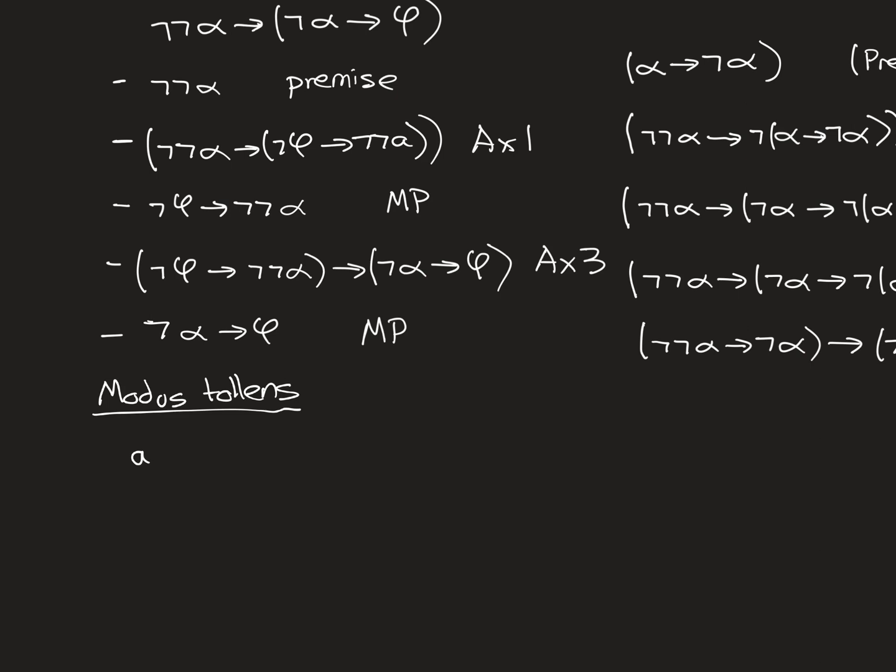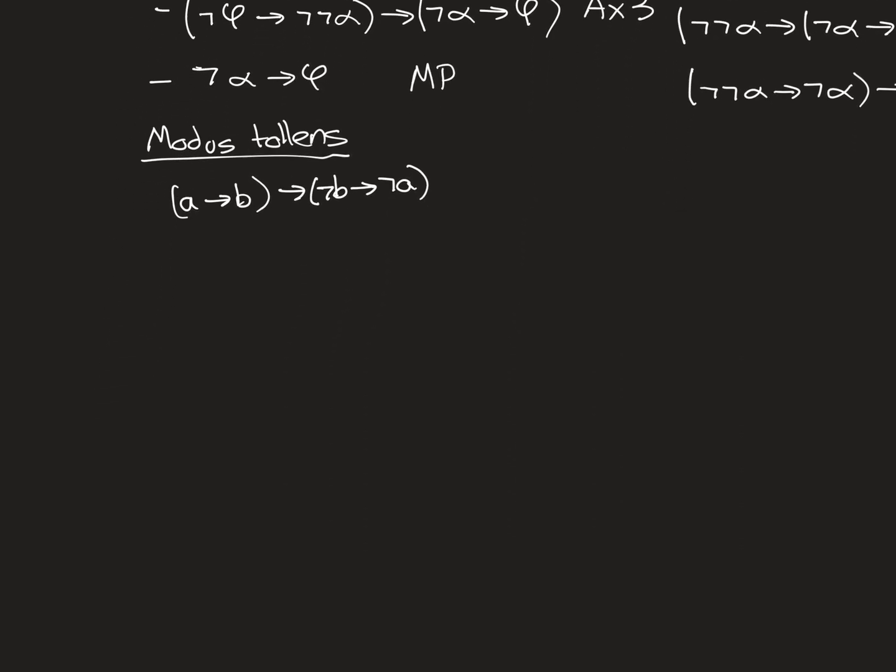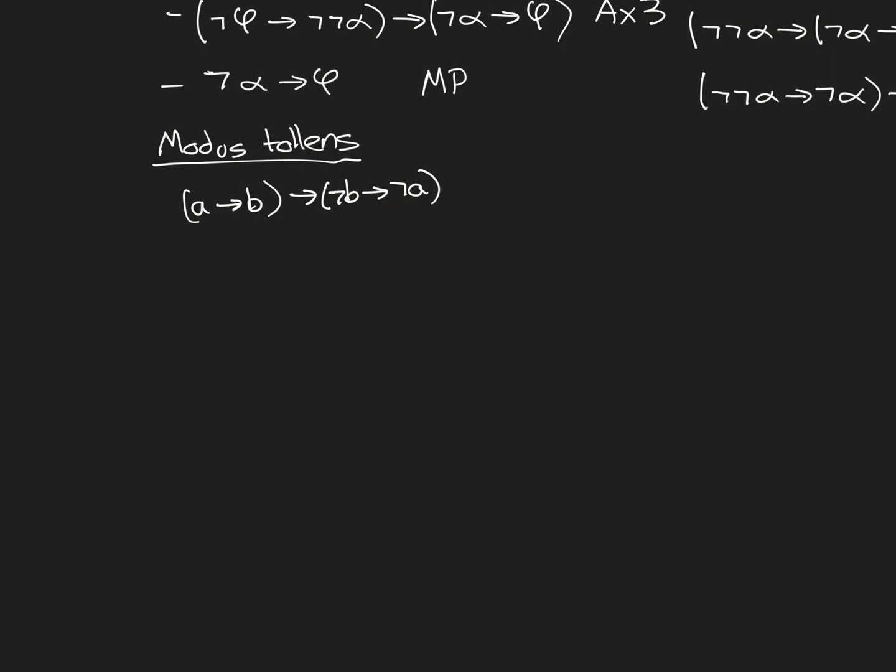So it is that A implies B implies not B implies not A. So a kind of axiom 3, but the right way round is what's called modus tollens. And this is always going to be a tautology, and it's something that's provable in our Hilbert system. And again, A and B aren't necessarily propositional formulas. They aren't necessarily variables. They could be complicated formulas.